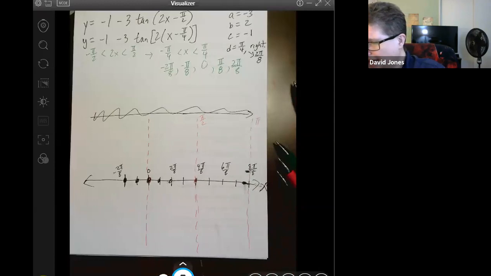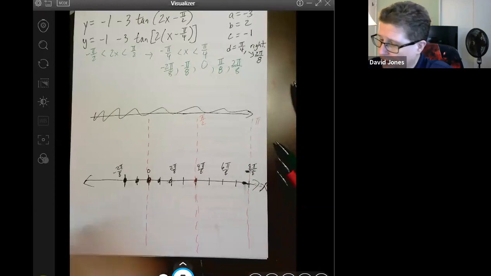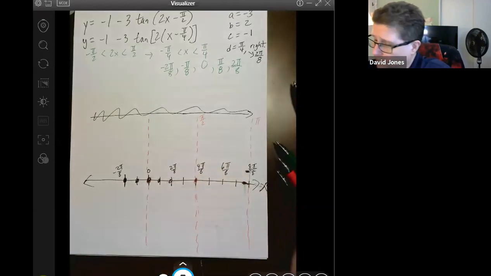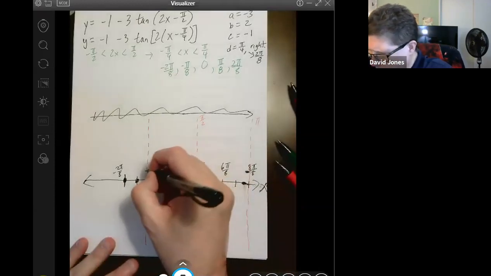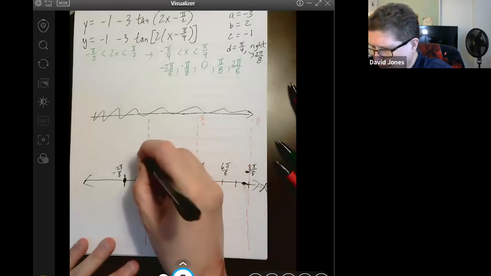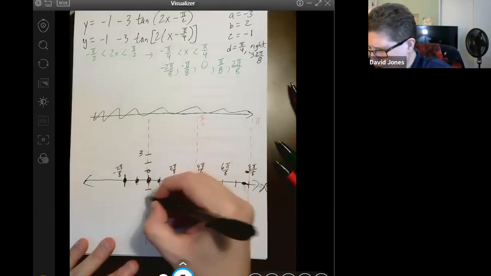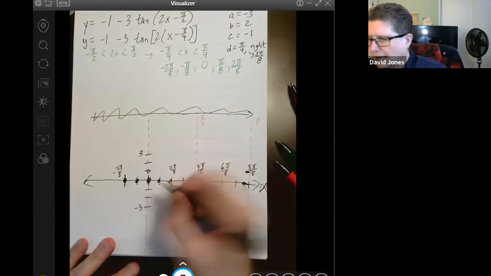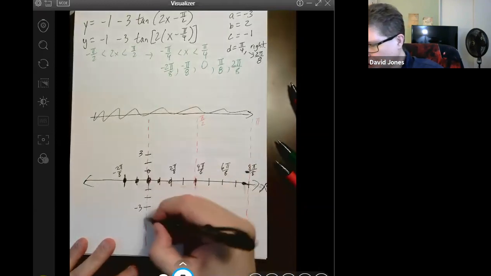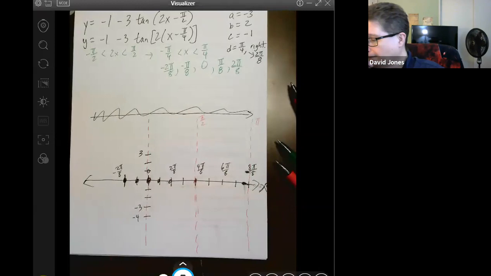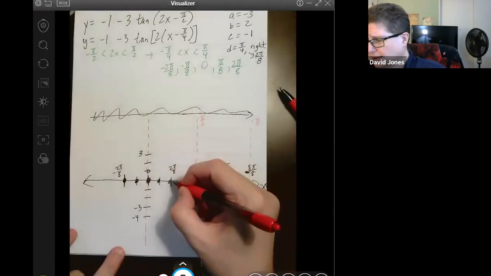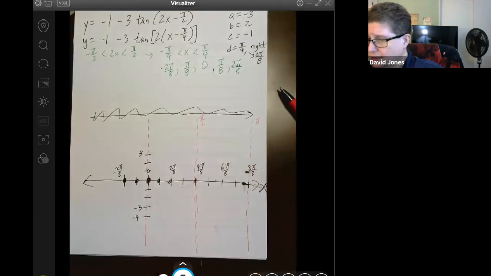We've got A equals negative 3, so I at least need 3 hash marks here. 1, 2, 3. 1, 2, 3. And the negative 1 tells me I'm going to go down another one, so negative 4. So my midpoint's normally at 0. It goes down by 1 because of C.